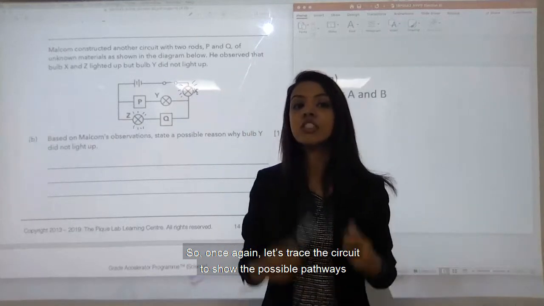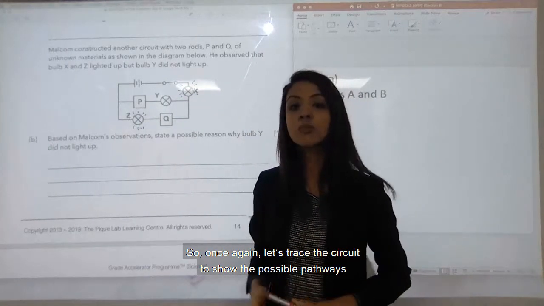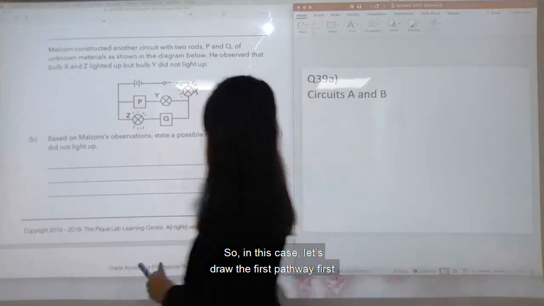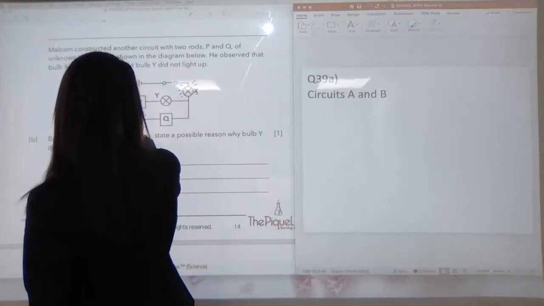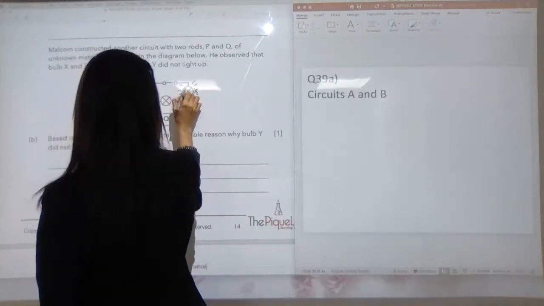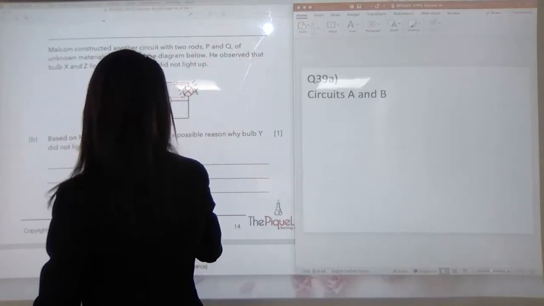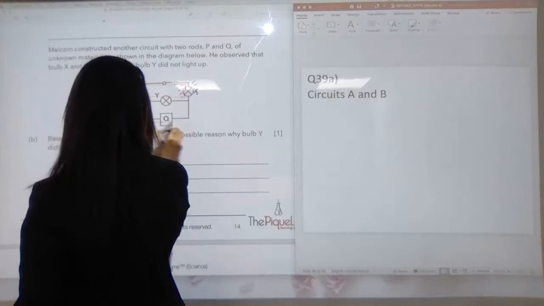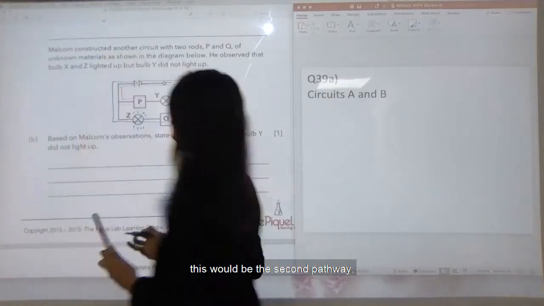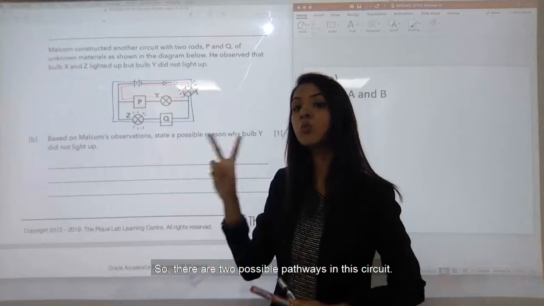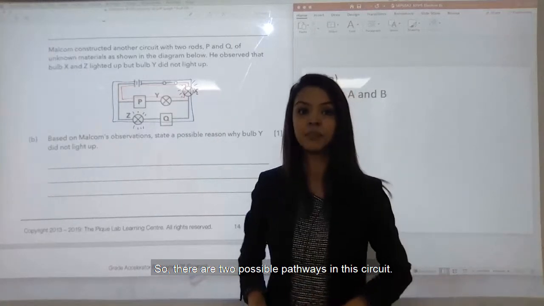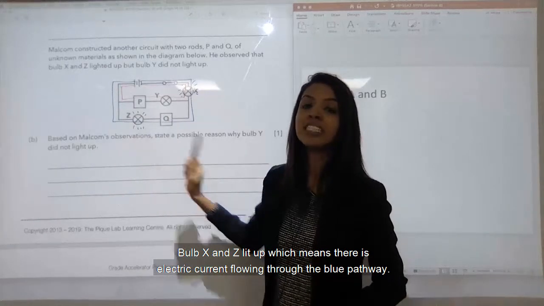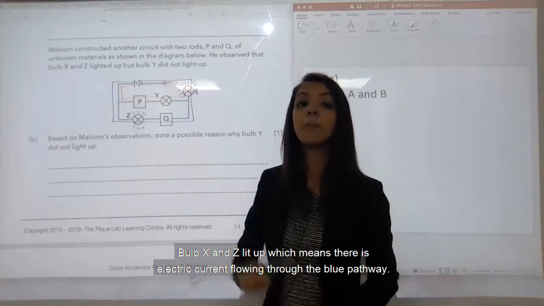So once again, let's trace the circuit to show the possible pathways in which electric current can flow through. So in this case, let's draw the first pathway first. Okay, so this is the first pathway, and this would be the second pathway. So there are two possible pathways in this circuit. Bulbs X and Z lit up, which means there is electric current flowing through the blue pathway.